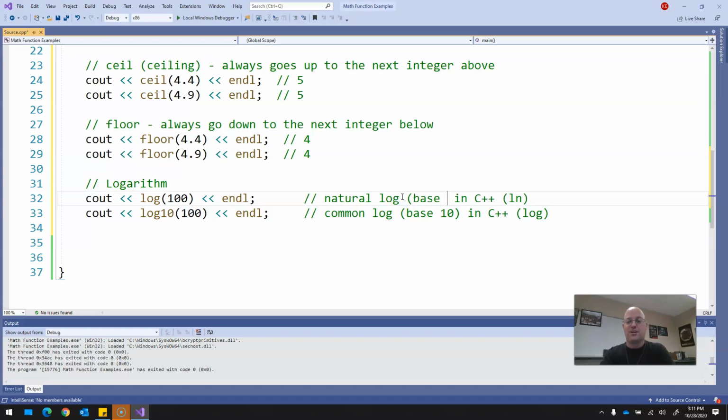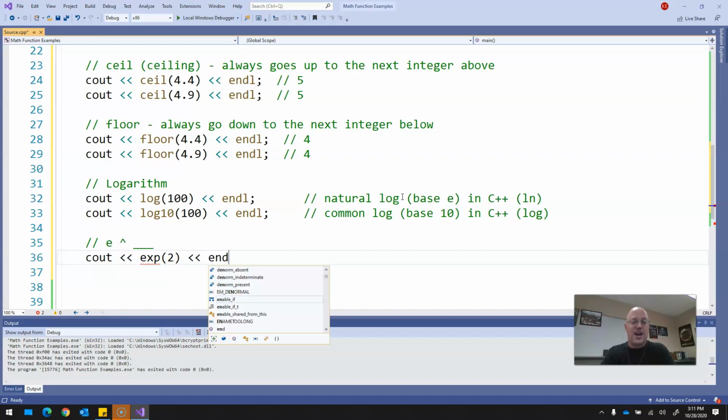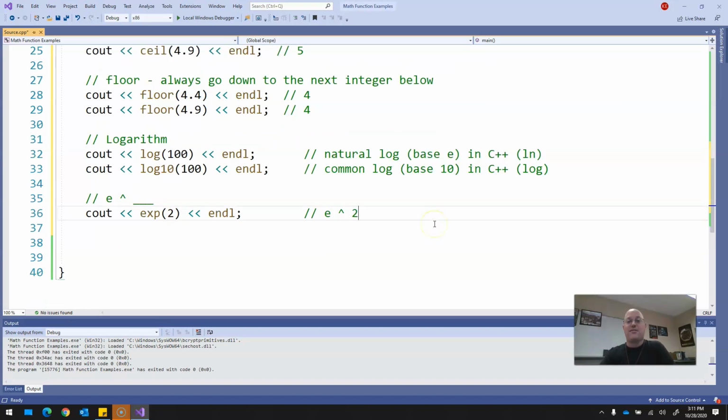The natural log is base e, which, speaking of e, when you want to do e to a power, you can also do exp of something. So like, what's the exp of 2? And that will give you e raised to the second power. Once again, if you haven't heard of logarithms, if you haven't heard of e, you will someday soon.